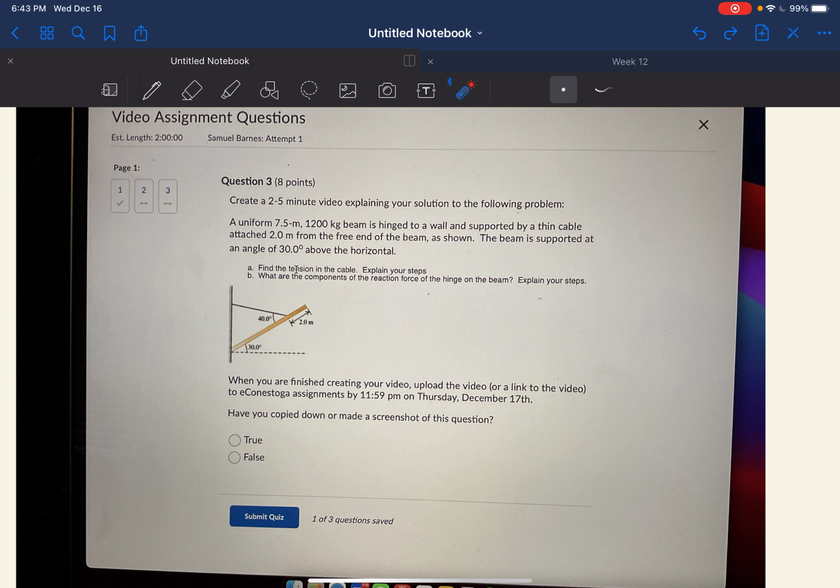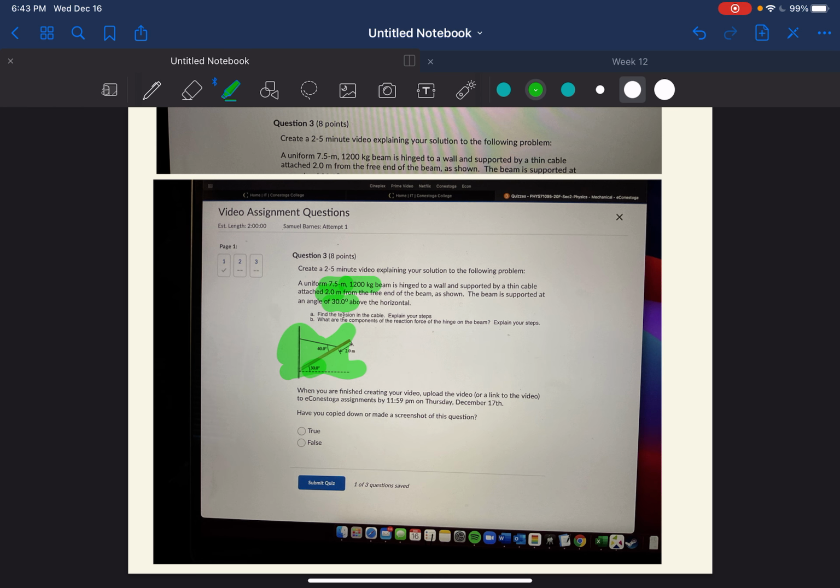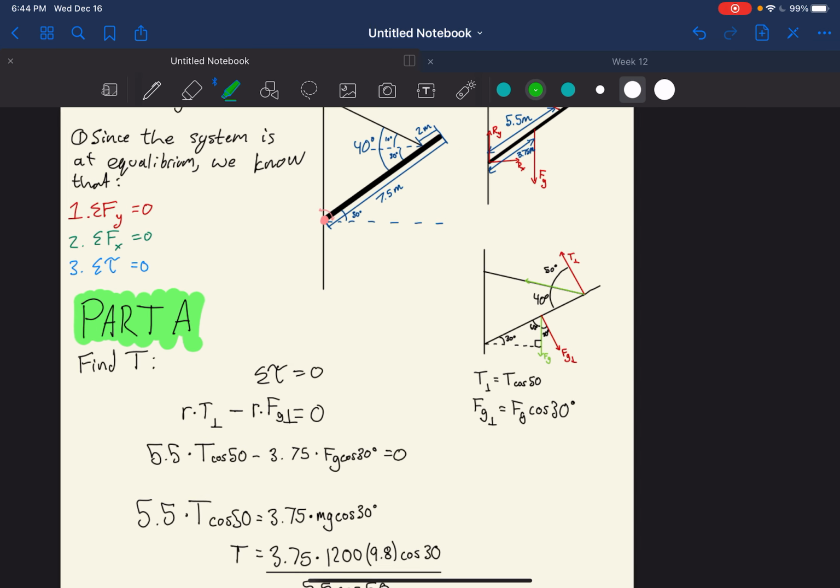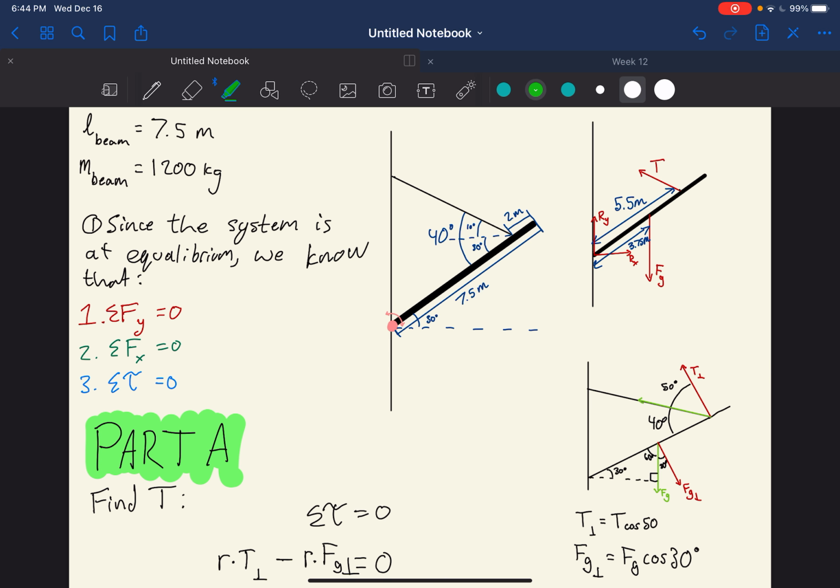So this was the question I got. What we know is the bar, or the beam, is uniform. It's 7.5 meters long and 1,200 kilograms. The cable is attached 2 meters from the end, at 30 degrees down here. That's the sketch we got. I did draw a free body diagram over here, and some other sketches to help me.